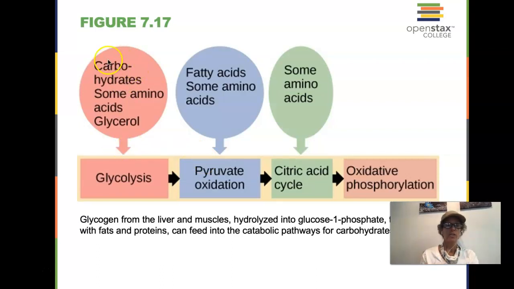And in glycolysis, all carbohydrates will undergo breakdown and rearrangements to feed into glycolysis. Some amino acids can feed into the end of glycolysis, and glycerol, the sugar backbone of a triglyceride, is a 3-carbon sugar, so it can start at that midpoint of glycolysis.